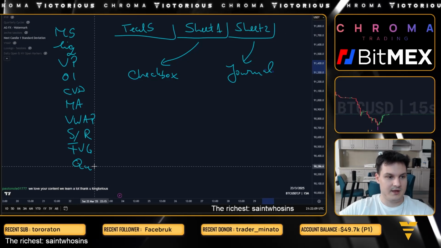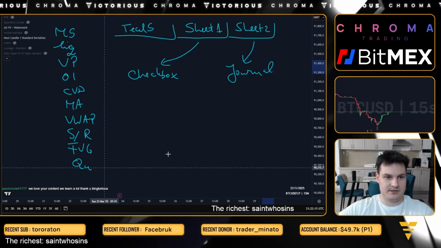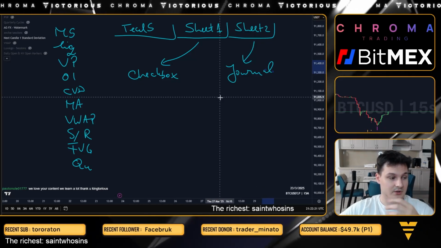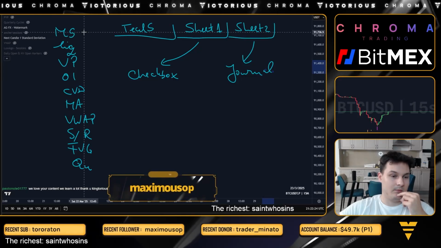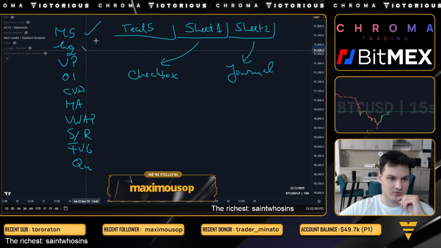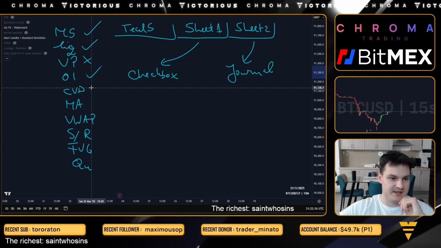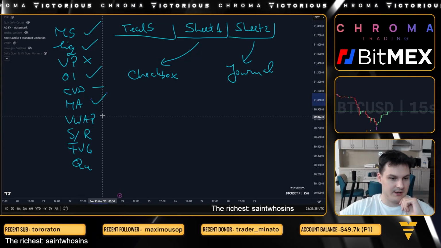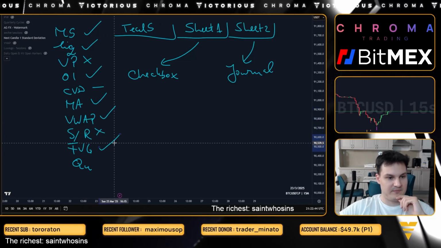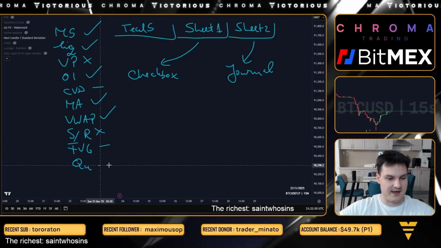So in our case, we have 10 boxes. You will need to look at each of these components and assess whether or not they tell you to long or to short, right? So let's say we want to take a long and market structure tells us to long, liquidity tells us to long, volume profile tells us to short, OI tells us to long, CVD tells us nothing, moving average tells us to long, VWAP tells us to long, support and resistance tells us to short, fair value gap tells us to stay flat, and quarterly cycles tells us to stay flat.